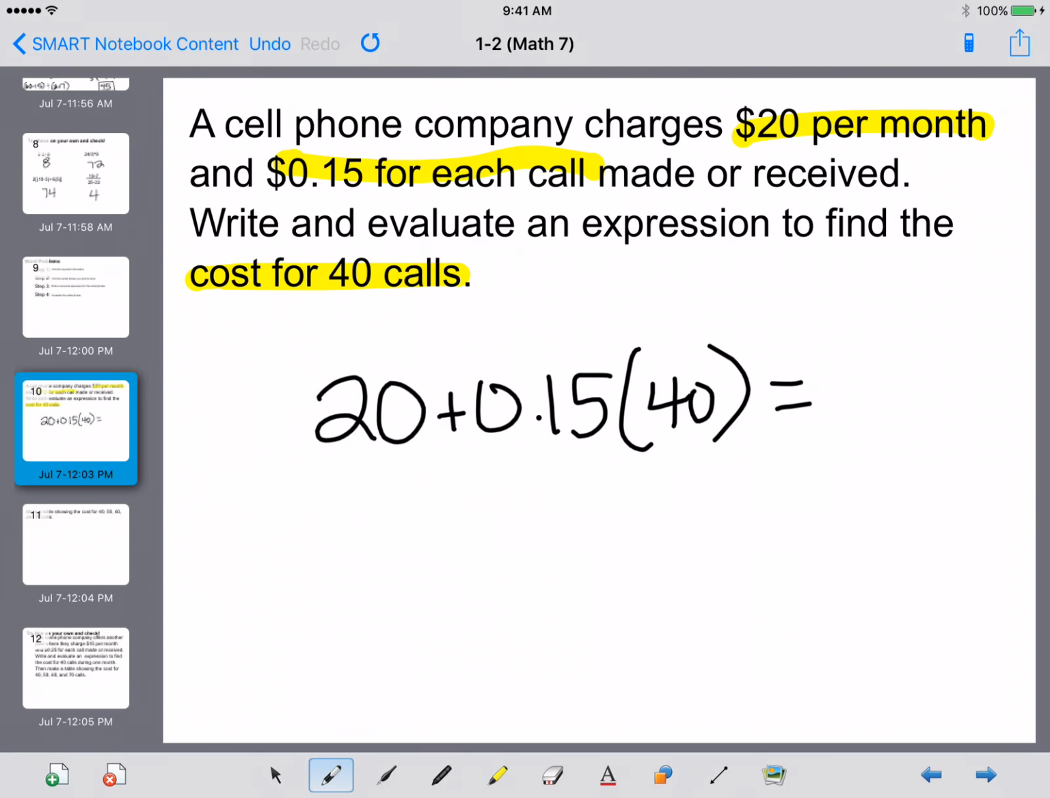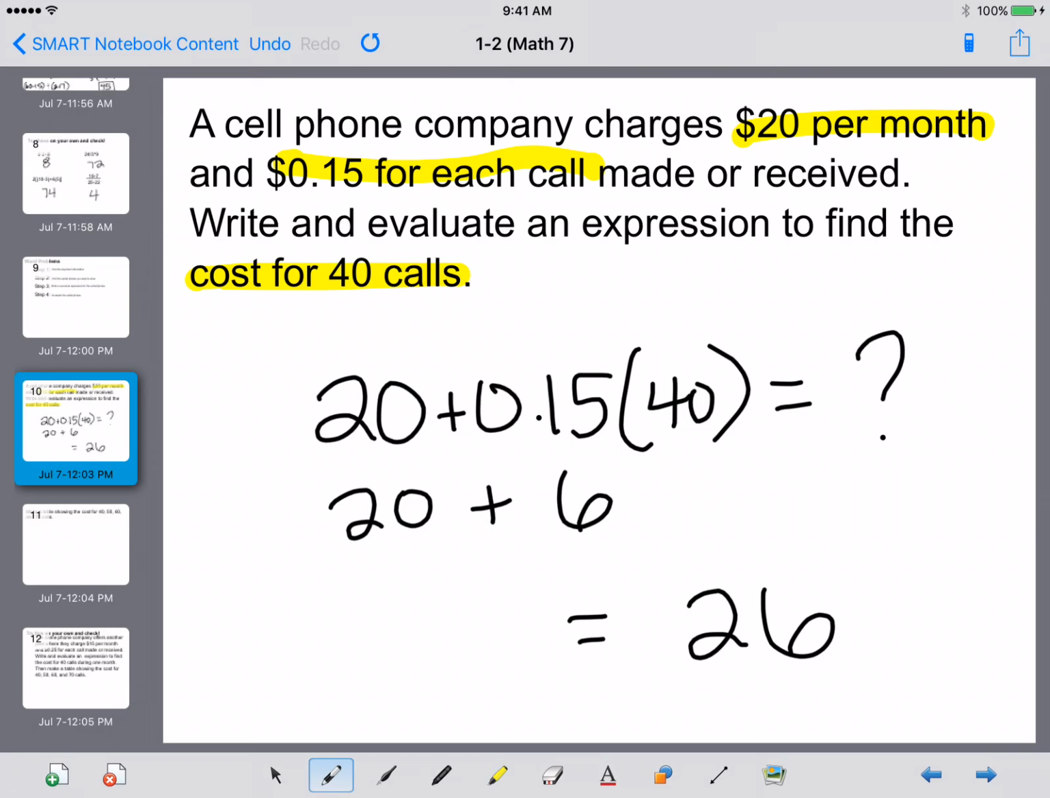And then that'll give us our answer. So 20 plus 15 cents times 40. What am I going to do first? You got it. I'm going to do that multiplication first. So 15 times 40, or 0.15, so 15 hundredths times 40 gets us 6, and our plus 20 still stays. And then 6 plus 20 is 26.